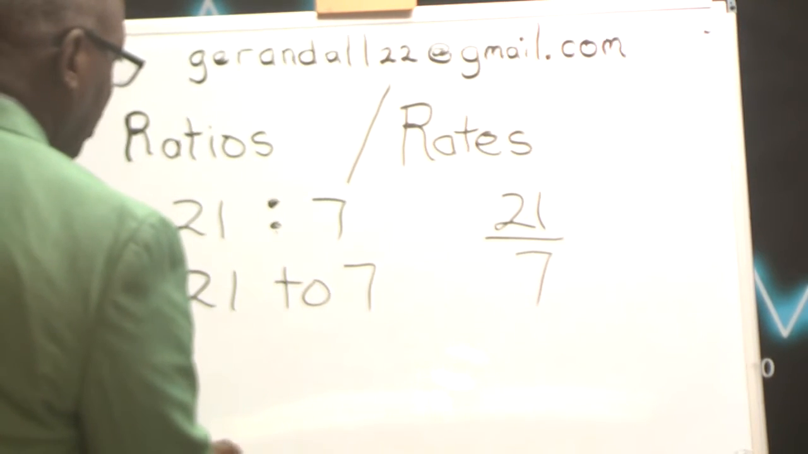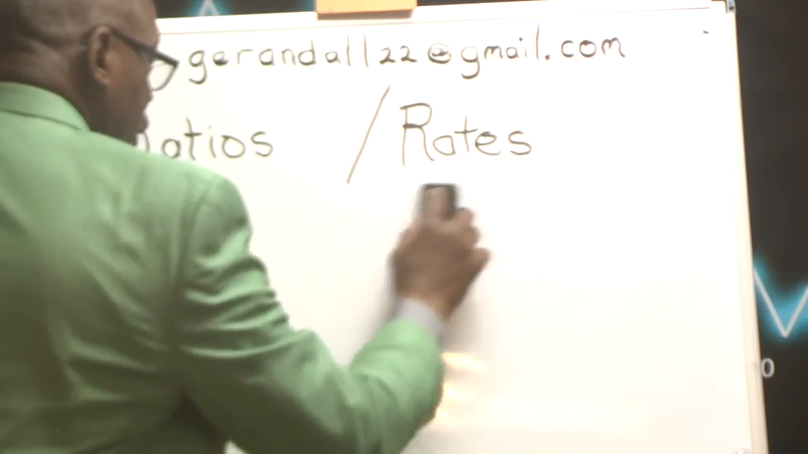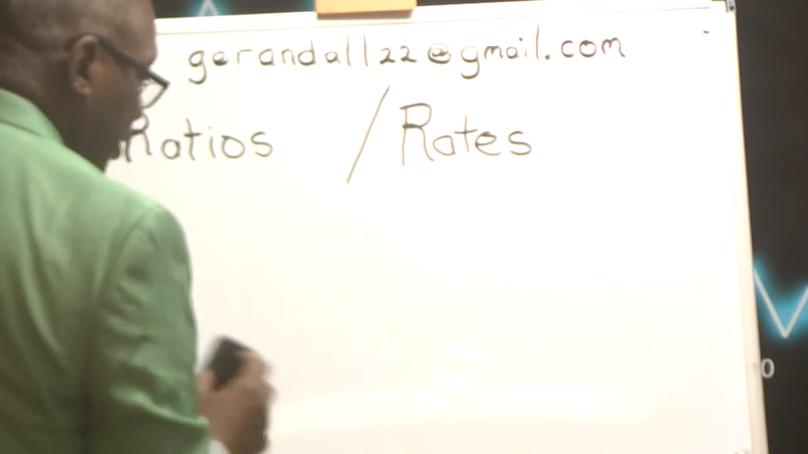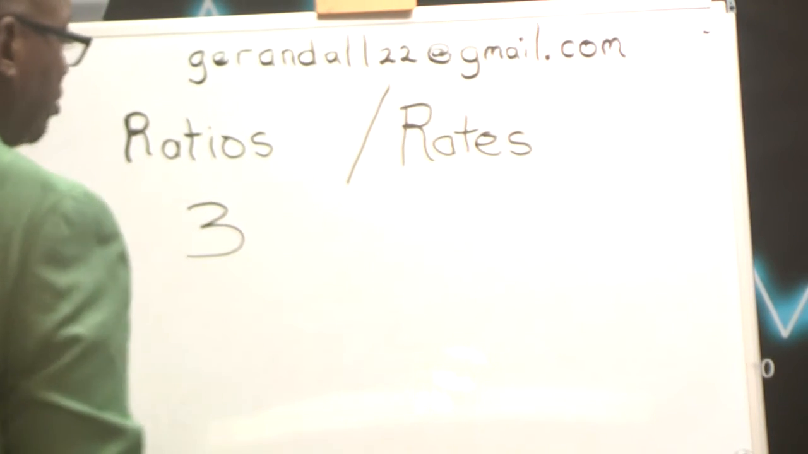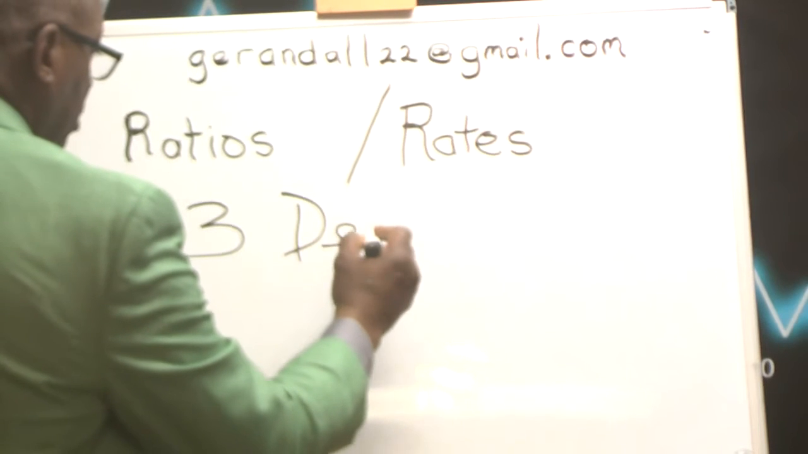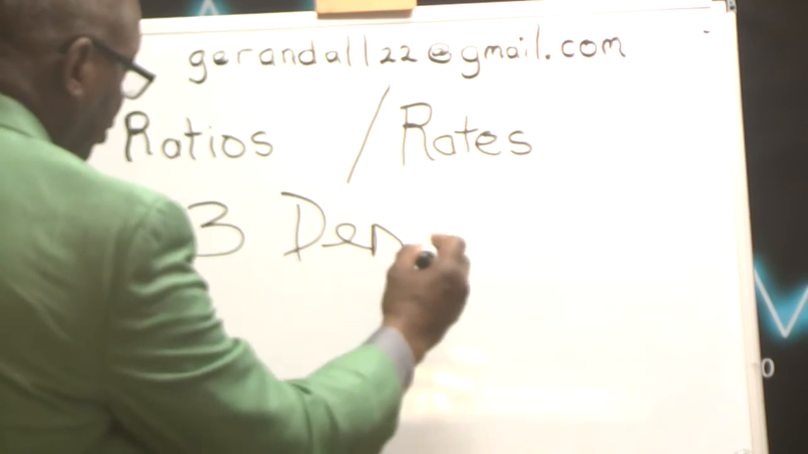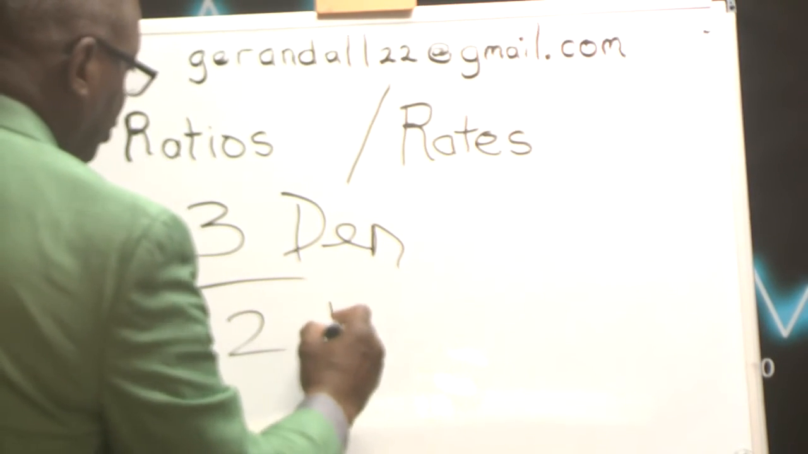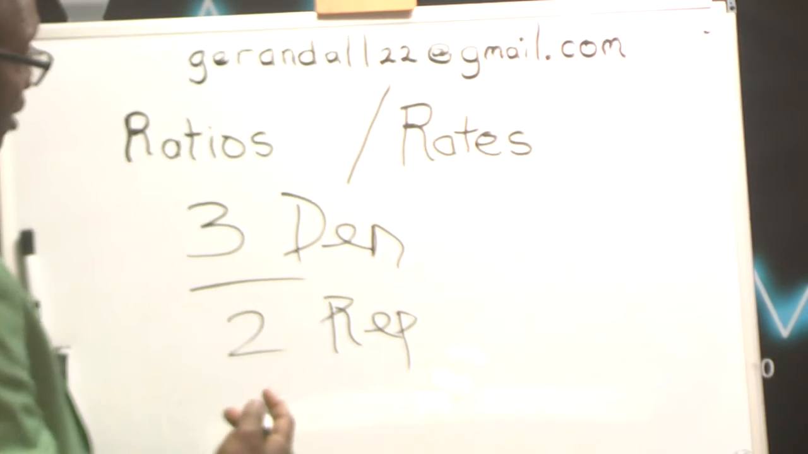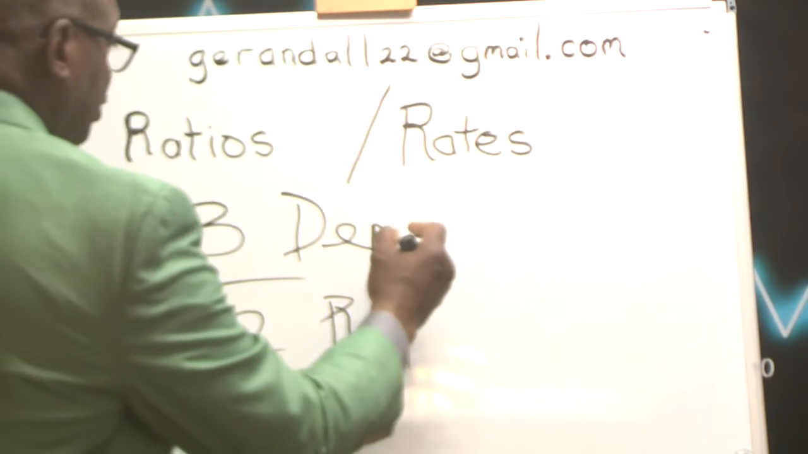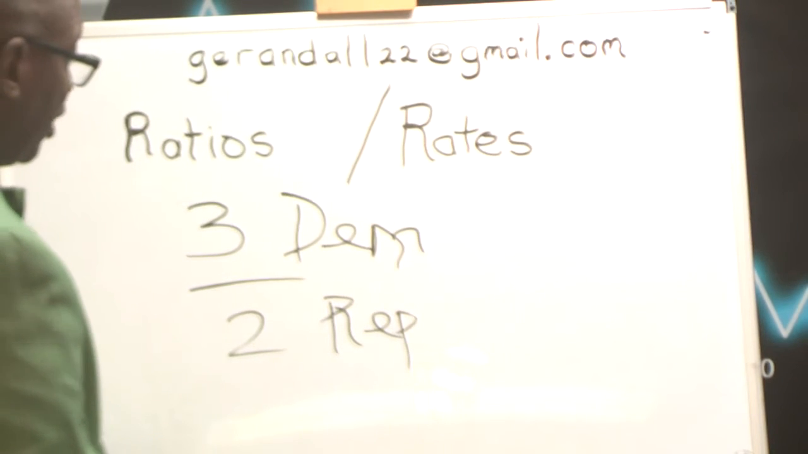Now, there are other ways that we might read something in the newspaper. It may say that in Washington, D.C., for every 3 registered Democrats, there are 2 registered Republicans. Now, we don't know the number, but that's a way of expressing a ratio.